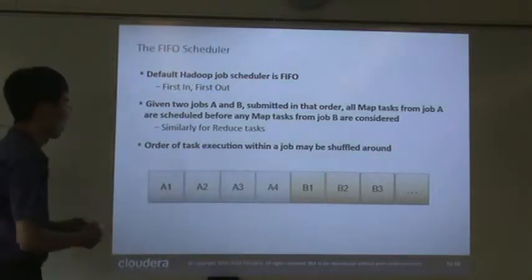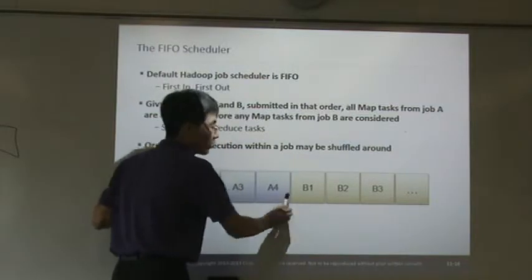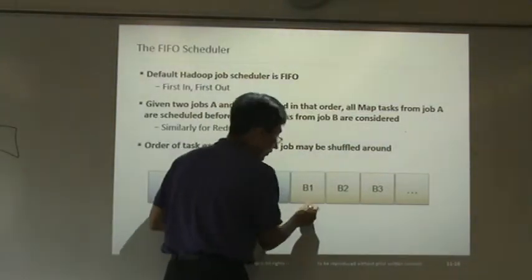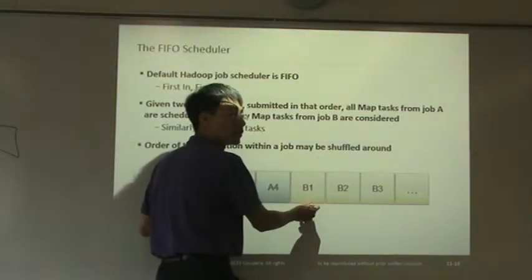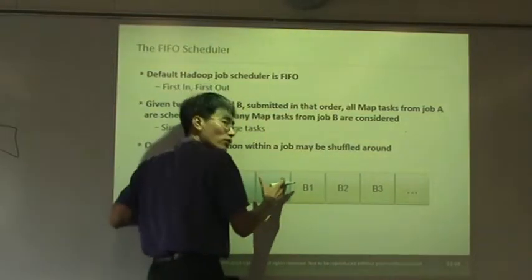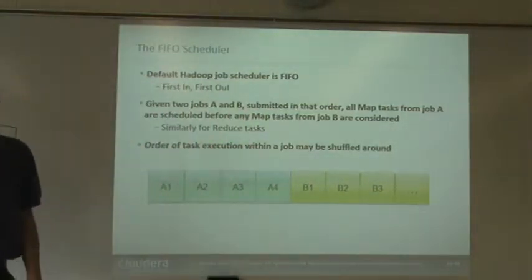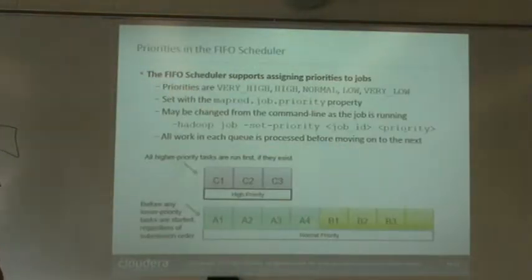However, job A is running a long time. Why don't we give priority to the later job? This is a shorter job and more important. We don't want to kill this job. So at that time, you can assign the priority. That is a priority-based first in, first out scheduler.